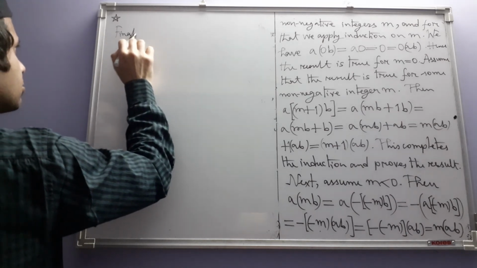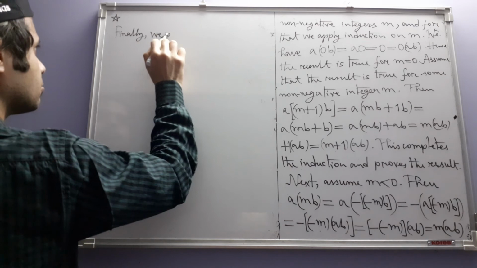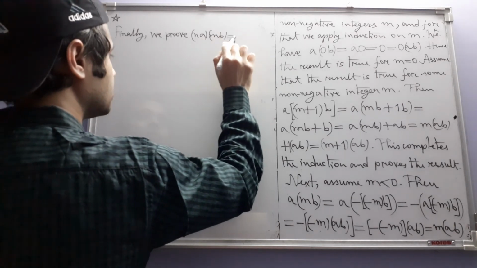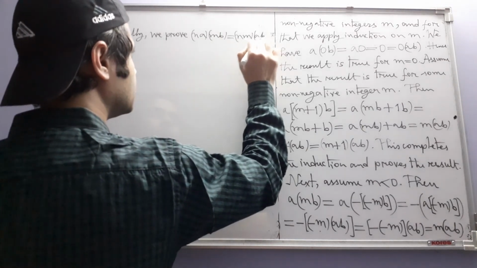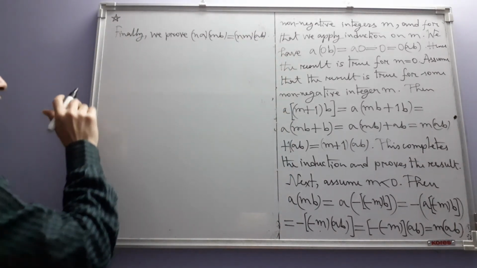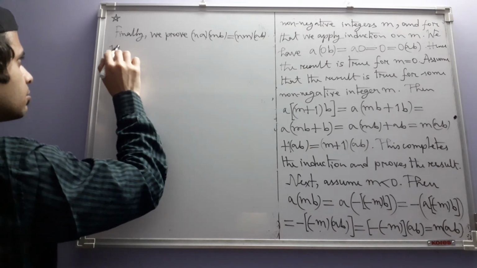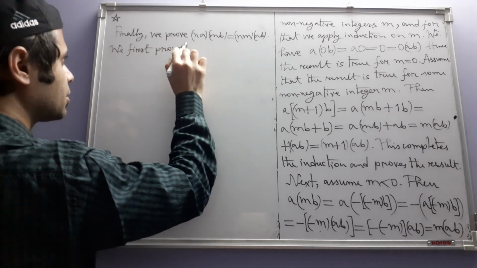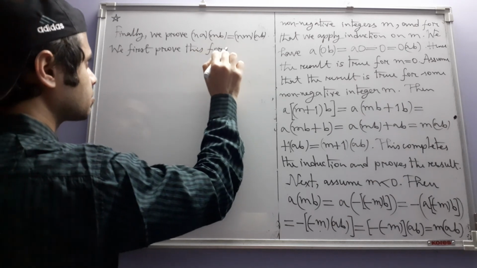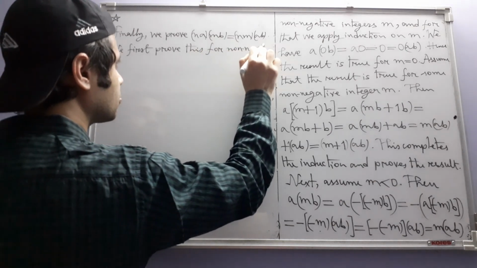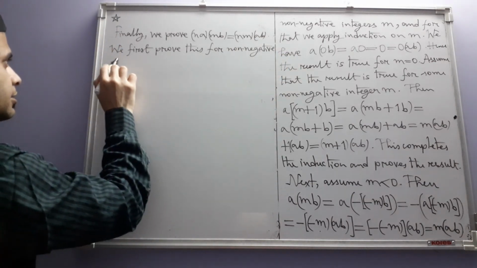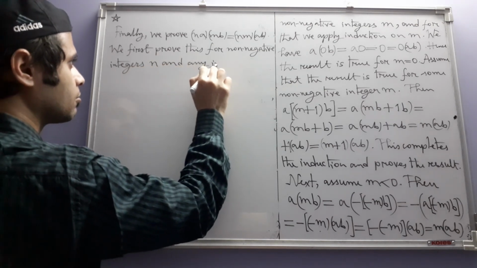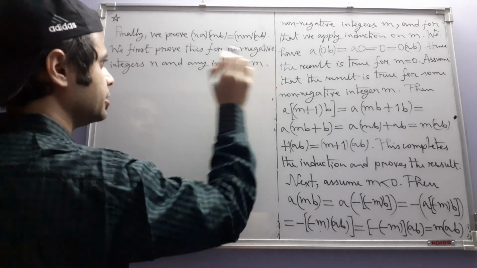Now we can start proving our actual result. Okay. Finally, we prove this. NAMB is equal to NMAB. Here also there will be two parts. We first prove this for non-negative integers n and any integer m.